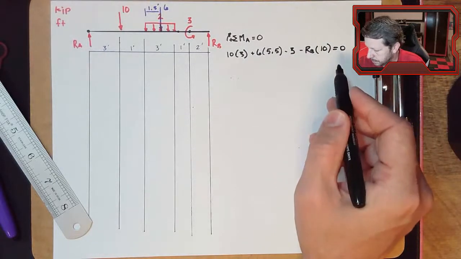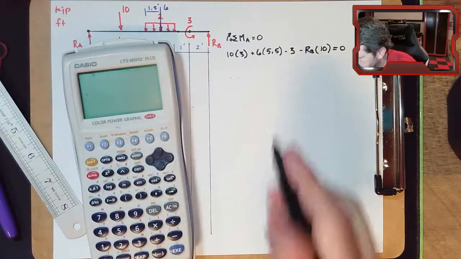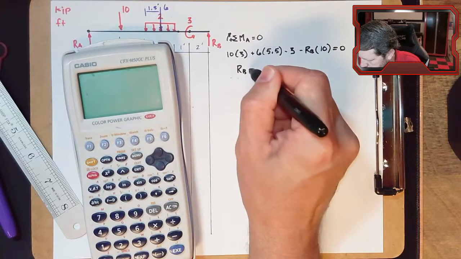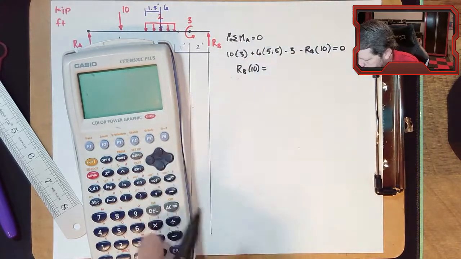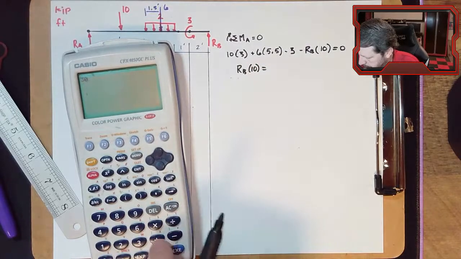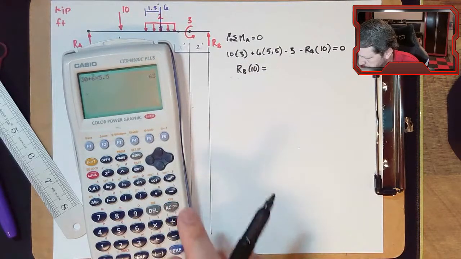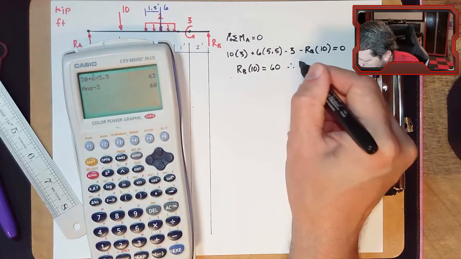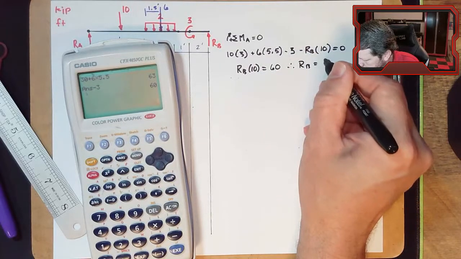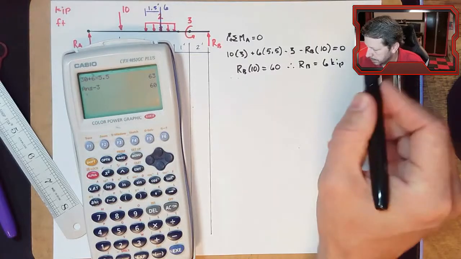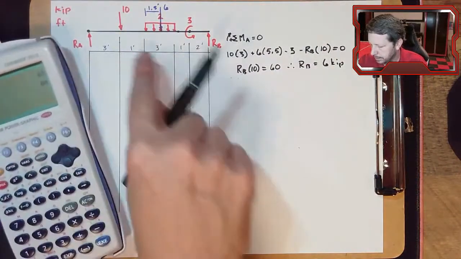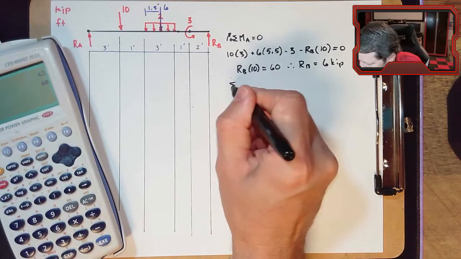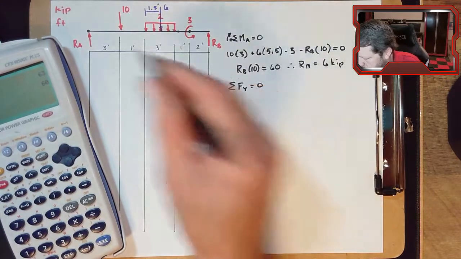So when I solve this, I get moving the negative RB times 10 over to the other side. RB times 10 equals 30 plus 6 times 5.5 minus 3 is 60. Therefore, reaction at B, when I divide by 10, is 6. And I'll put the units here just because I don't really like not using the units, but it's just too cluttery to put them on this picture. So 6 kip.